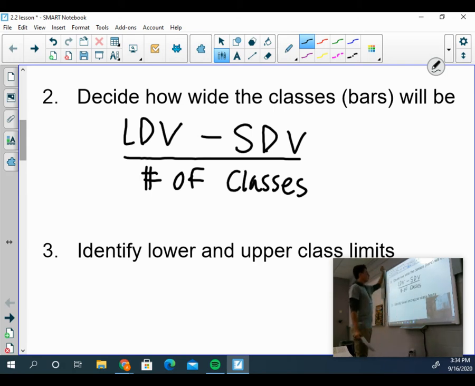Largest data value minus the smallest data value divided by the number of classes you have. Again, I'm going to be bouncing back and forth between the definitions and the examples. So how would I structure your notes? Well, maybe on the left side of your paper, you have definitions, and on the right side, you follow along with the example. However you want to structure it, just know I'm bouncing back and forth.